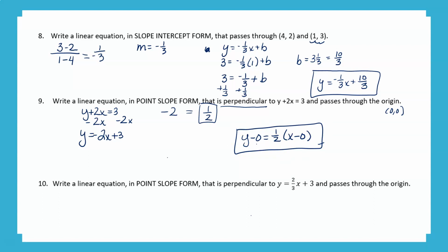Okay, write a linear equation in point-slope form that is perpendicular to y equals 2/3 x plus 3 and passes through the origin. Again, that's (0, 0). Okay, so perpendicular, I'm going to flip that upside down, use the reciprocal, and make it negative, the opposite sign. So here, I have y minus 0 equals negative 3/2 times the quantity x minus 0.